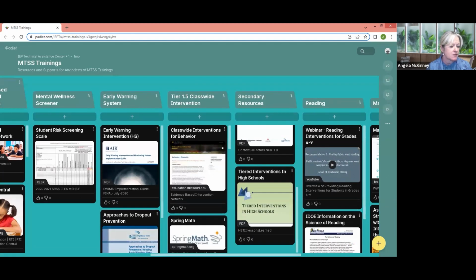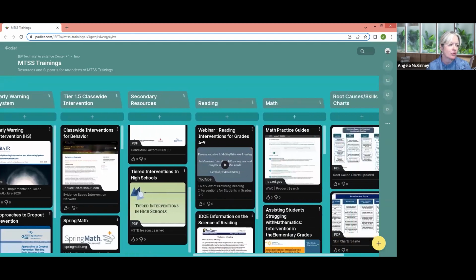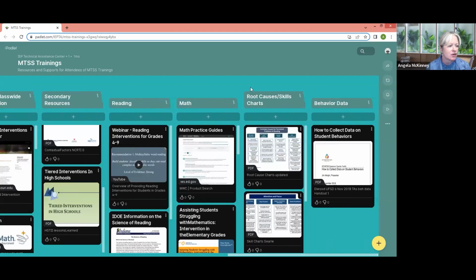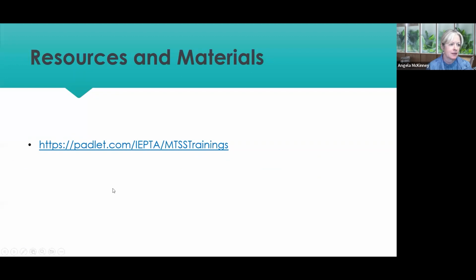And then a few columns related specifically to reading, math, behavior. So lots and lots of good stuff here. And we're always adding to it. As we find a new resource, or one of you reaches out and says, hey, this is a really great place to look for information, once that's vetted, we add it onto this Padlet. So keep this handy, and hopefully that will be a good resource to you. Get back to the PowerPoint here.